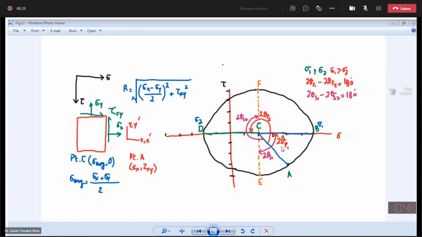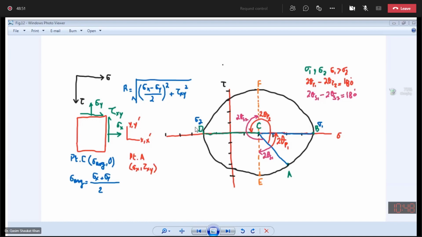This was the point related to the orientation of the principal planes. Over the principal planes, we know that the shear stress is zero. So this is my principal plane. This is the orientation of the principal plane, 2 theta P1 and 2 theta P2. This is sigma 1. This is sigma 2. Done. Now move further.